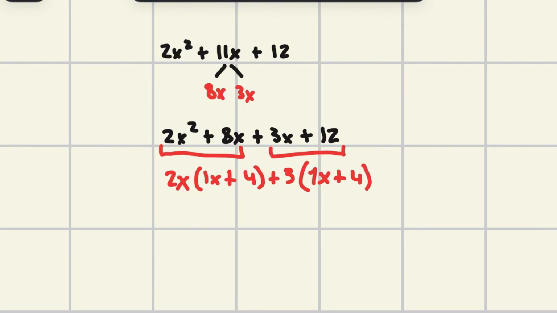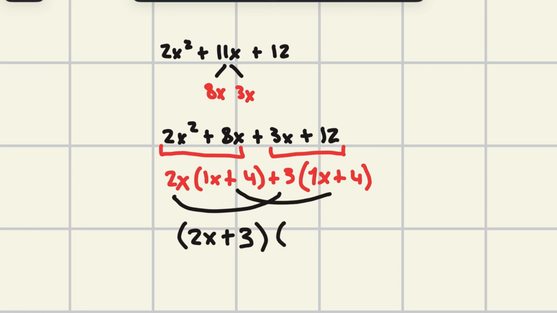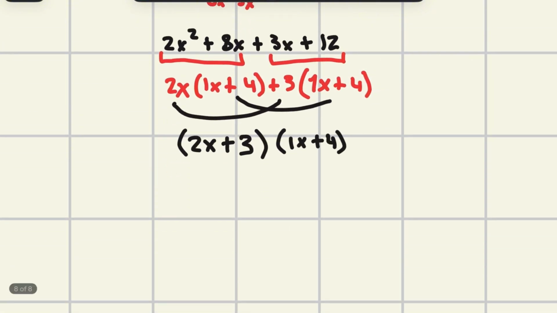Now, a trick to see if you're on the right track: these two brackets should have the same values inside of them. Almost always they should have the same value inside of them. Now, to get your final answer, you're going to group these two together like this and put them in a bracket. And then since these two are the same, you're only going to write one of them. And there you go. That's your answer.